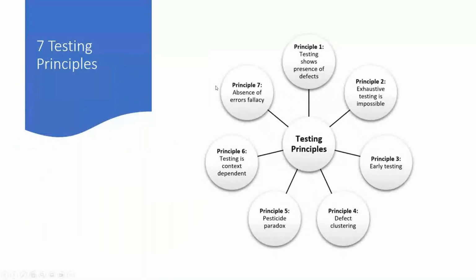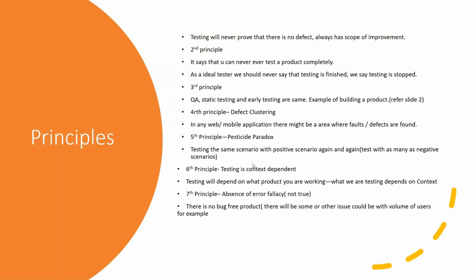So exhaustive testing is like they keep on giving requirements and you keep on testing it. This is a continuous process, and you cannot say that testing is completed. As an ideal tester, we should never say that testing is finished. We just say that testing is stopped.